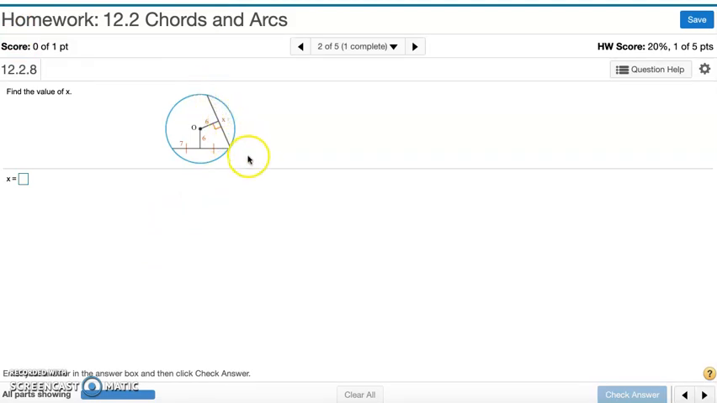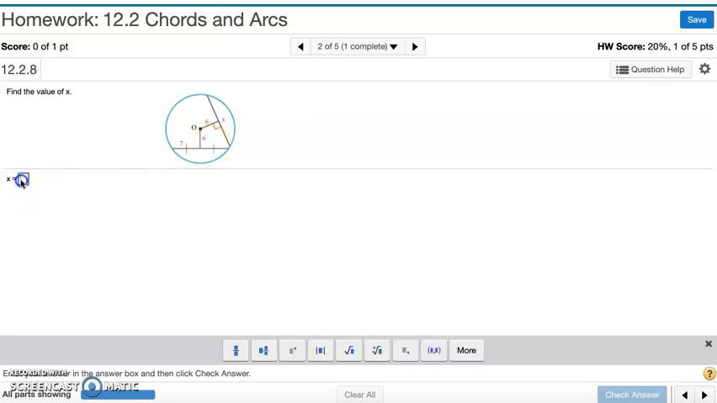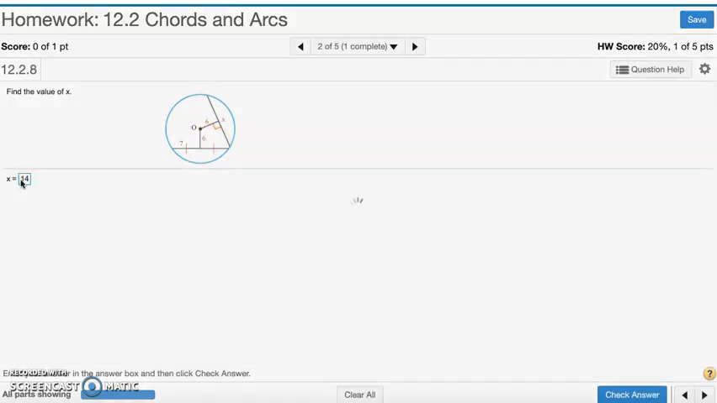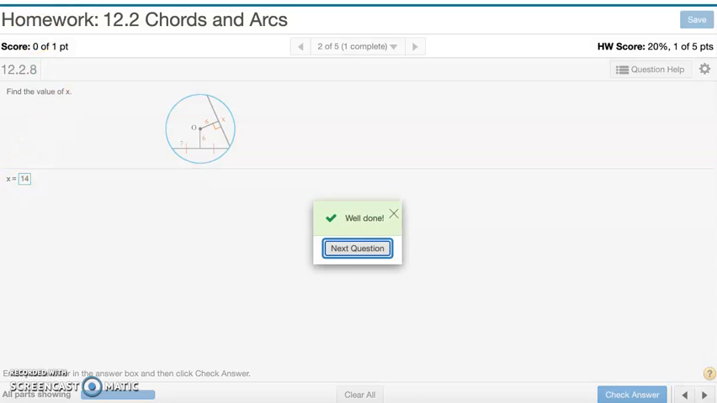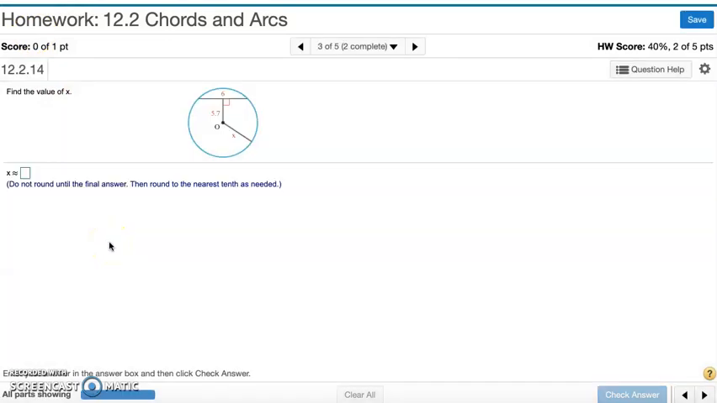Number 2, find the value of x. So x is this whole length here. That is going to be the same length as this whole piece here. And if this is 7, this is also 7, and 7 plus 7 is 14. So the length of x is going to be 14. And that's number 2.